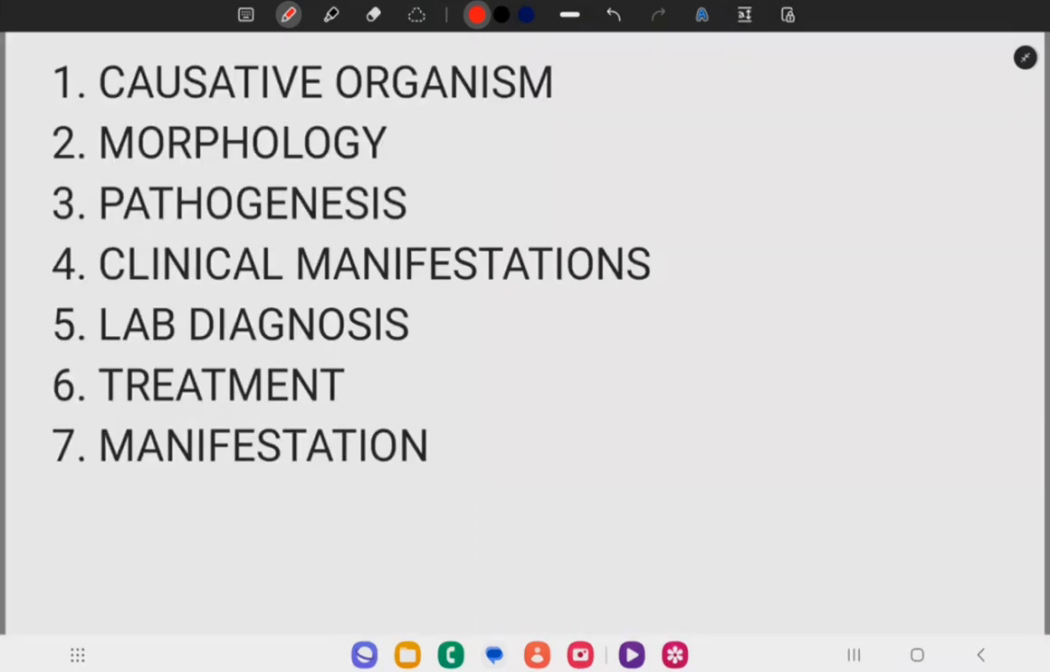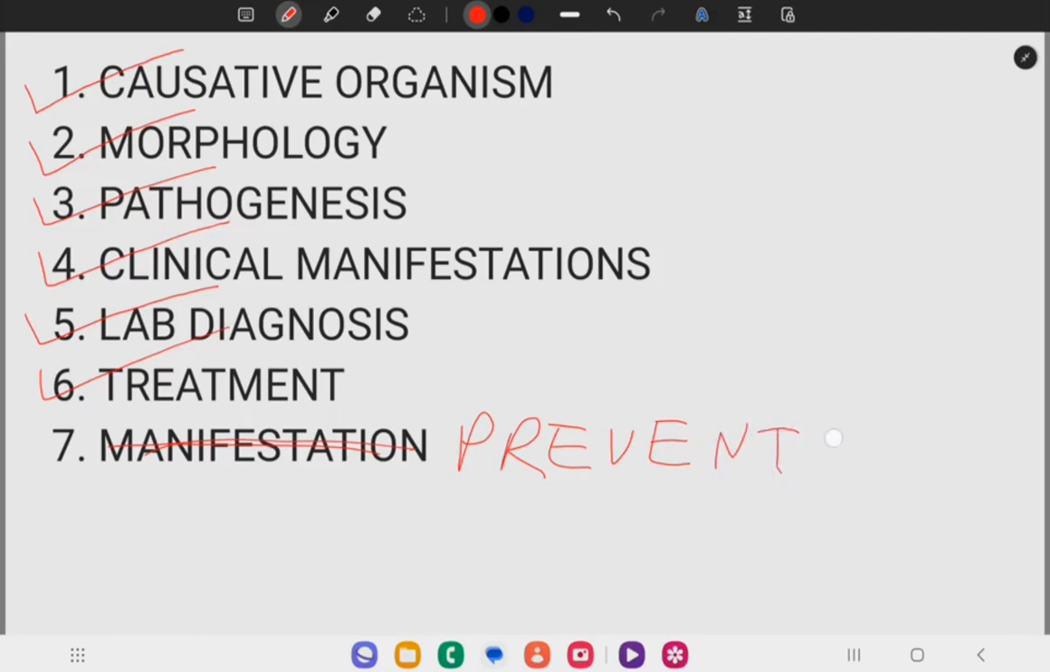I will discuss rotavirus diarrhea under the following headings. First, the causative organism, followed by morphology, pathogenesis, clinical manifestations, lab diagnosis, treatment, and finally the prevention. Even in university exams, present the answers under the same headings. You will get maximum marks. Let's begin with the causative organism and morphology of the causative organism.